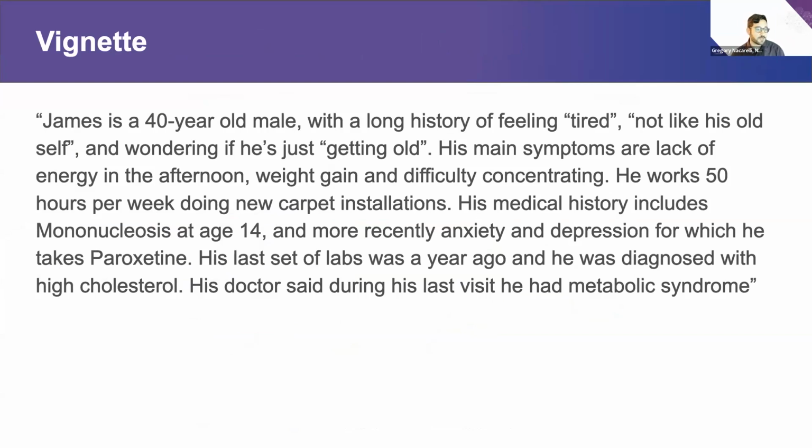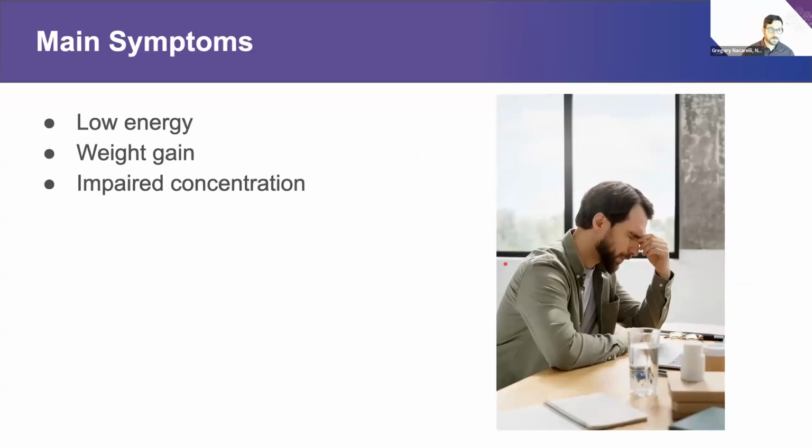His medical history includes mononucleosis at age 14, more recently diagnosed with anxiety and depression, for which he takes paroxetine. His last set of labs was a year ago, and he was diagnosed with high cholesterol. His doctor said during his last visit that he had metabolic syndrome. So what are his main symptoms? Low energy, weight gain, impaired concentration.